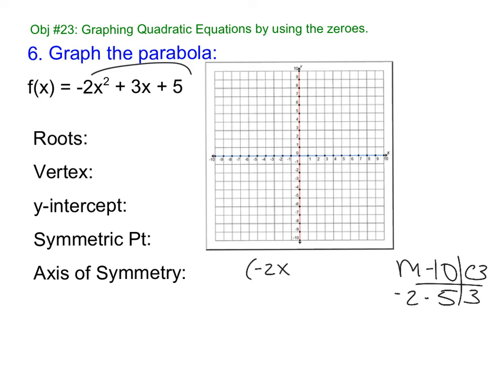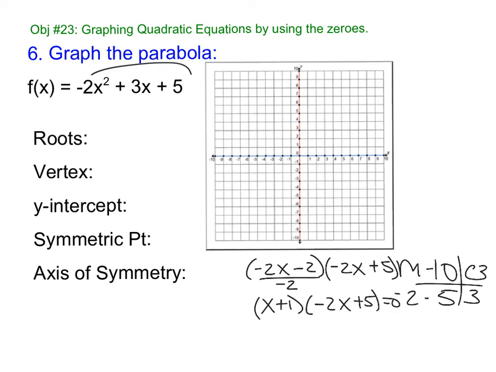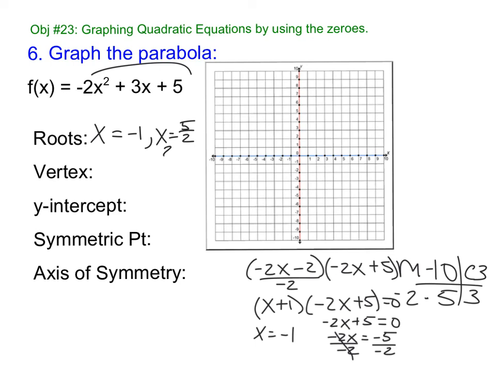So negative 2x minus 2, negative 2x plus 5, divide by negative 2. So x plus 1 times negative 2x plus 5 equals 0. X equals negative 1. And then here we get negative 2x plus 5 equals 0. I'm going to subtract 5 on both sides and divide by negative 2. So notice those negatives go away, so we get 5/2. So x equals negative 1 and x equals 5/2. 5/2 is just 2.5. So feel free to put 2.5 there.